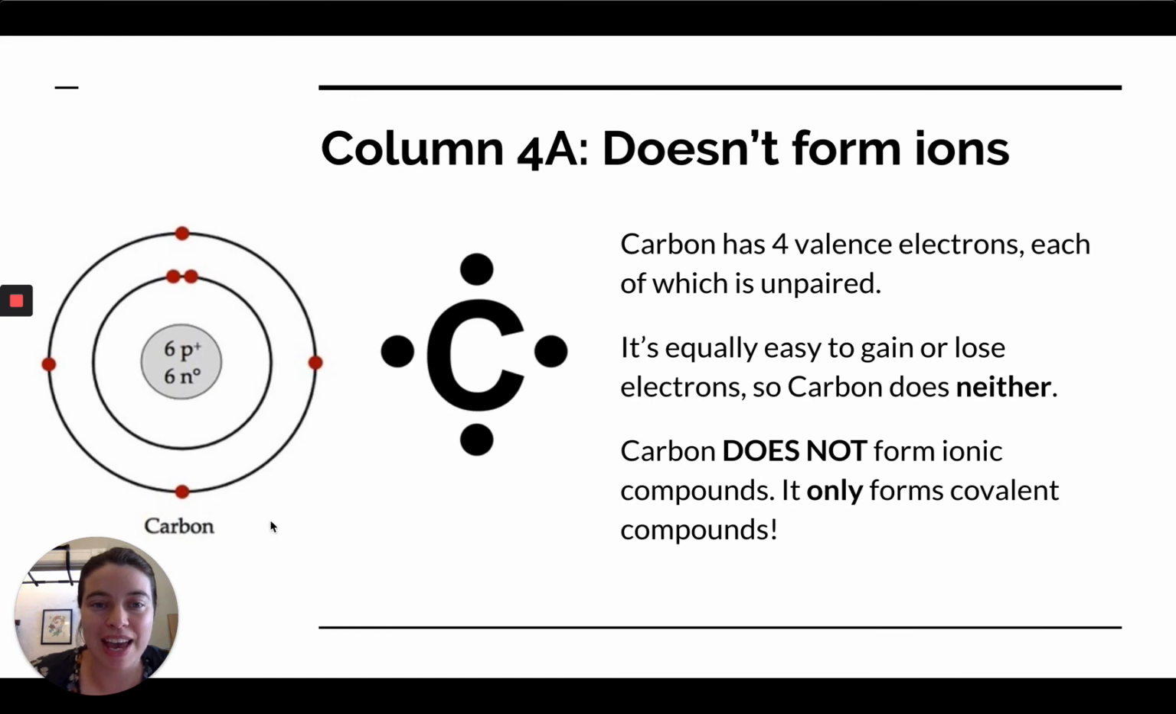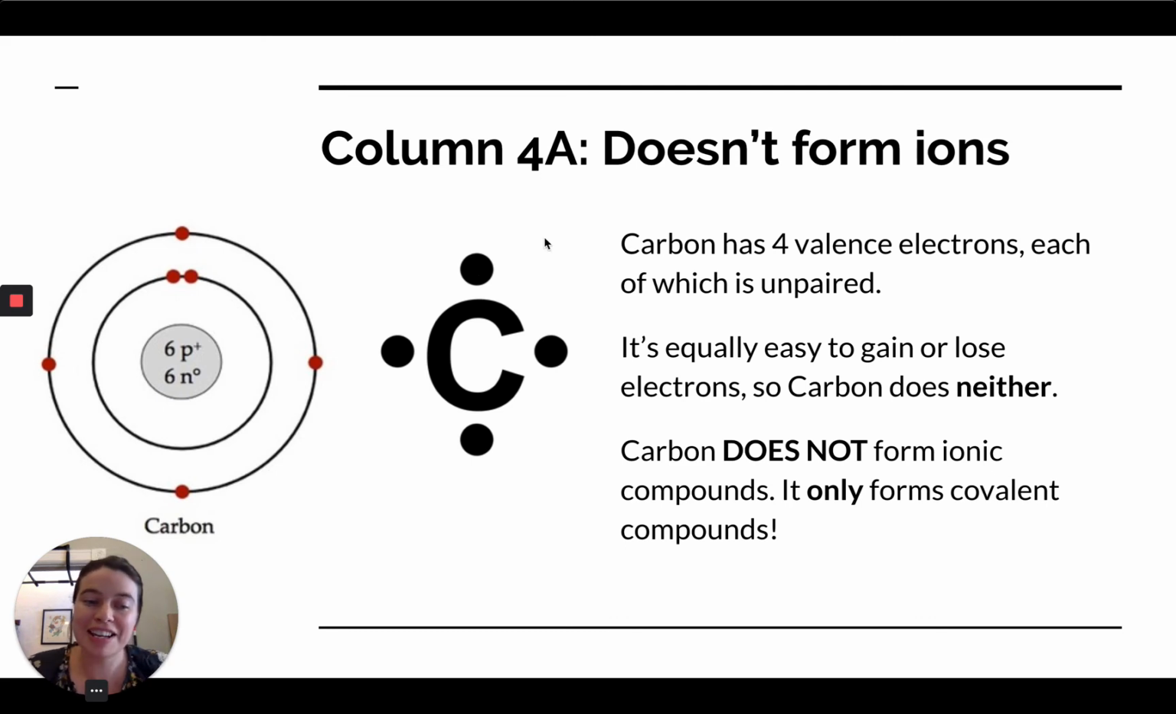All right, so here we have carbon. Carbon has 2 electron shells because it's in the second row of the periodic table. It is in column 4A, which means it's going to end up with 4 valence electrons: 1, 2, 3, 4. And again, you want to put 1 in each quadrant before you make any pairs. So when you look at carbon, you're going to have 4 unpaired electrons.